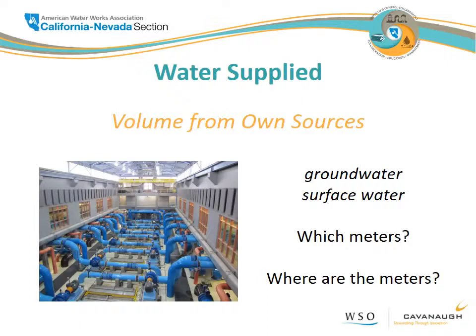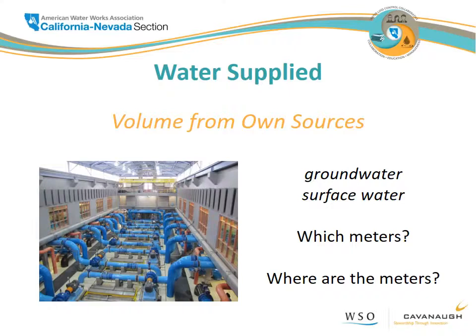One of the first sub-volumes of water supplied is an assessment of all the volumes that you own and operate. Usually this consists of some groundwater and some surface water. And the main questions to consider when determining this volume, again, you're looking at all of the volume you produced at your supply sources over the course of the whole audit period year, whatever year you're looking at to assess these volumes.